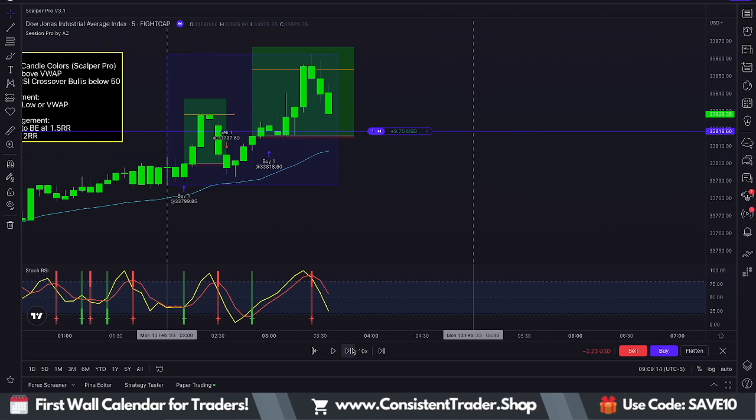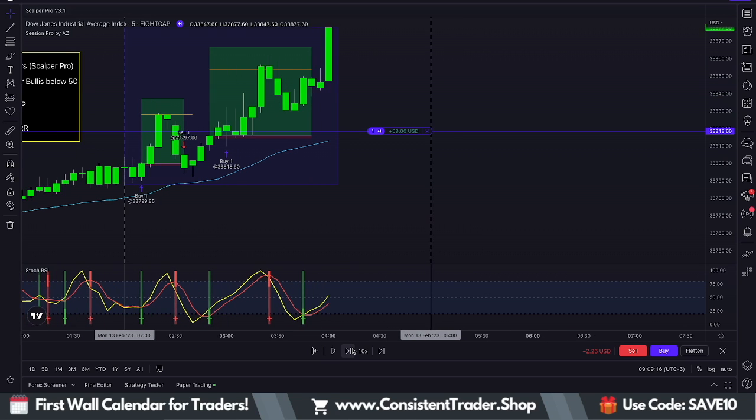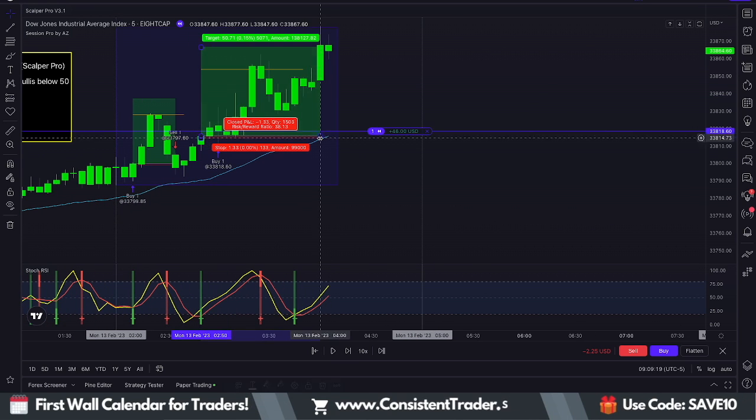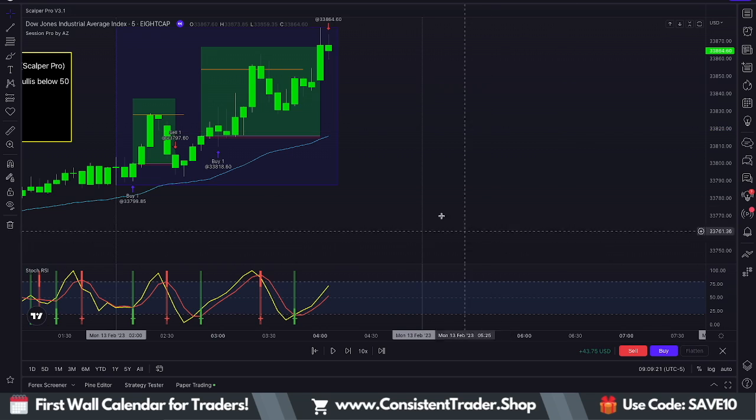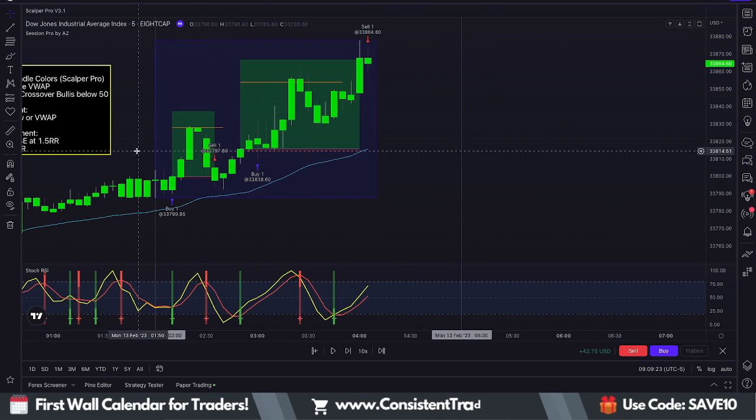And let's see, we're pulling back, we're pulling back, we're pulling back. And we hit our 2 to 1 risk to reward ratio here. So we can flatten this position. And we had our first winning trade.